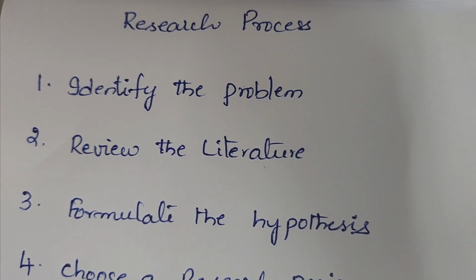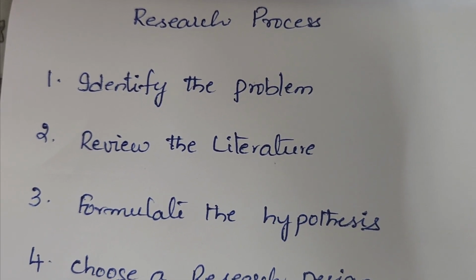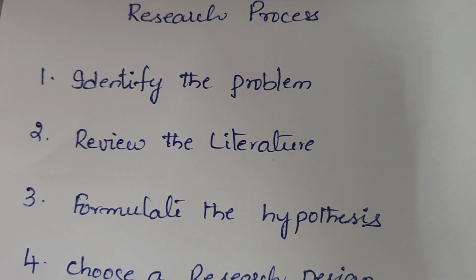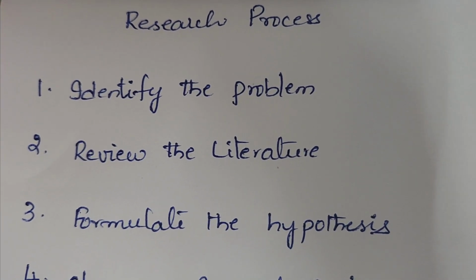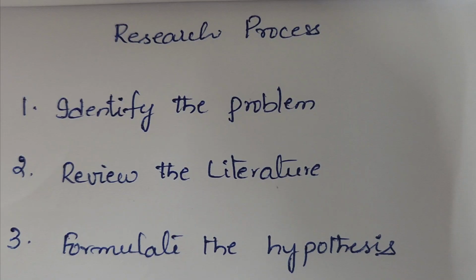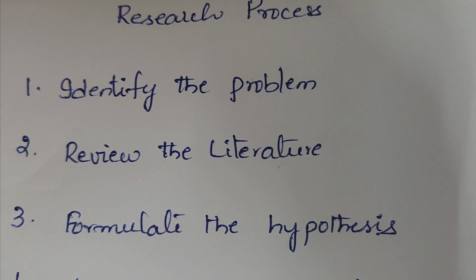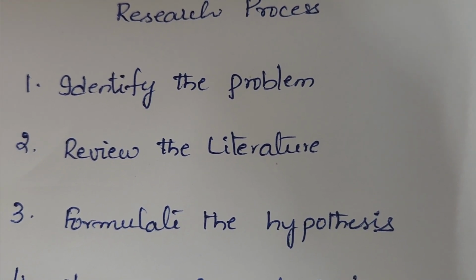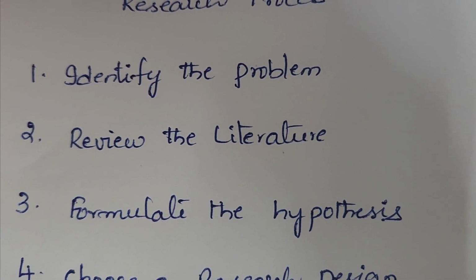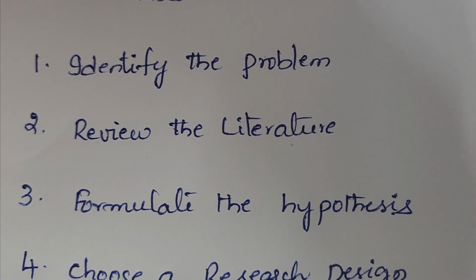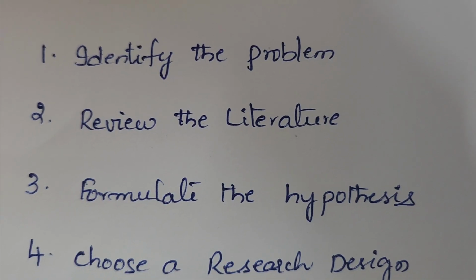This is the research process lecture in research methodology. So here we have 10 steps in the research process. The first one is to identify the research problem. That means in which area or in which topic you want to do the research. First identify what the problem is in that particular area, and then identify the problem.